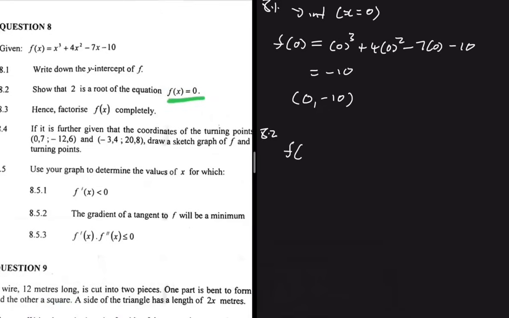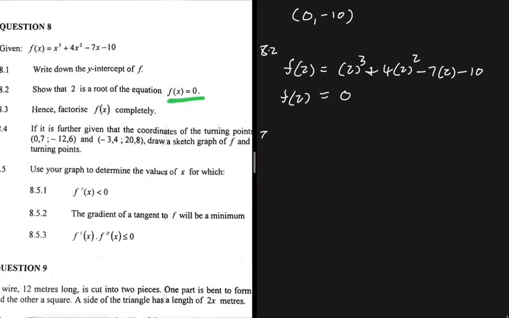So we're going to have f of 2 equals 2 to the power 3. The question is saying let's show that. So we already know that it is supposed to be true, right? But then we still need to write it down so that we can actually show that. And then plus 4 multiplied by 2 to the power 2 minus 7 multiplied by 2 minus 10, right? And then if you put that in your calculator, you should get f when x is equal to 2 will give you 0, right? So that is the root of our equation f of x, right?